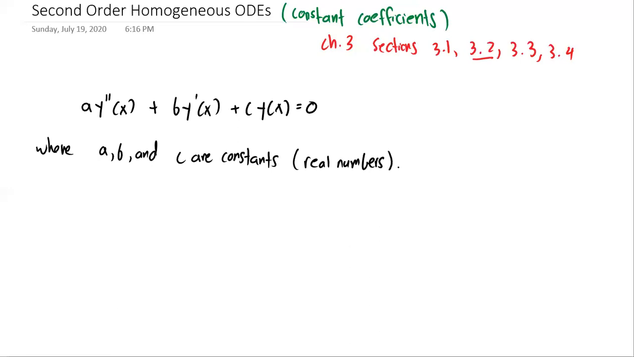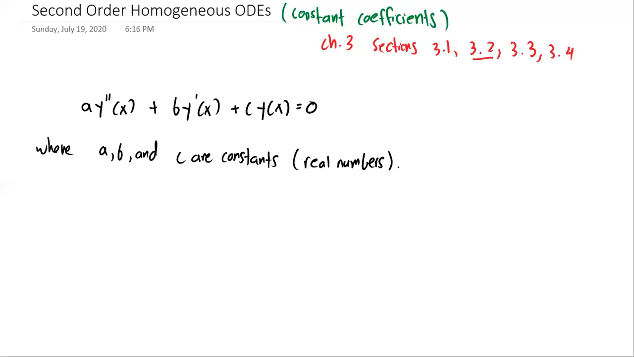Okay, so this is the setup. We want to find a way to find a general solution to this differential equation on some interval. And all we know, which we know from the previous section, is our goal is to find two linearly independent solutions. The second order, right? So in order to find a fundamental set of solutions, we need two linearly independent solutions on some interval. So how do we do that?